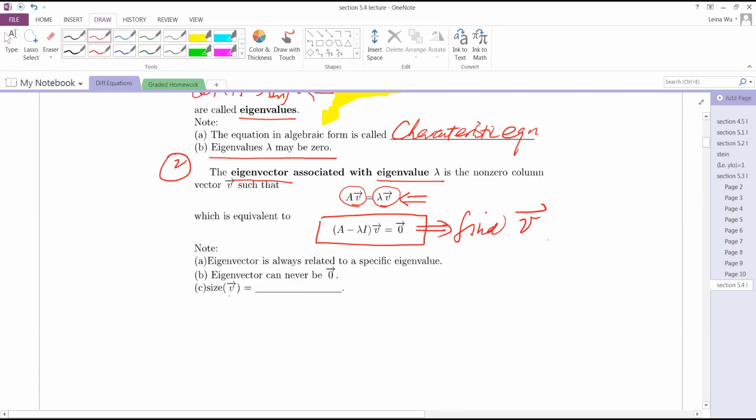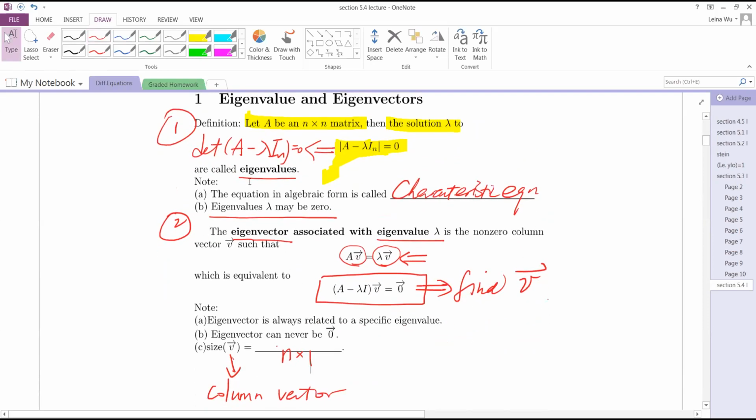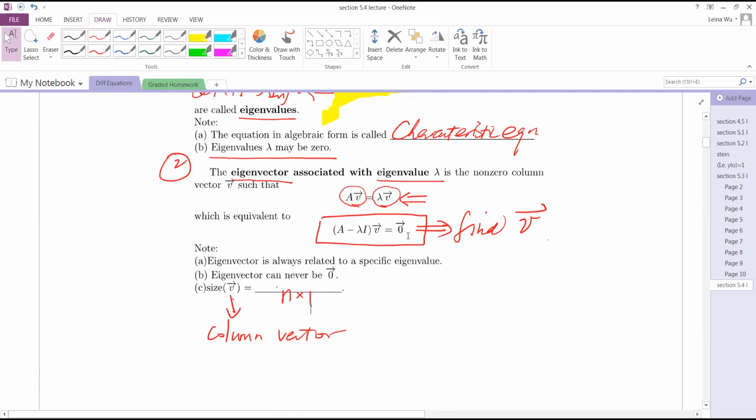Next, what is the size of eigenvector V? It's n by 1. So this is a column vector, right? It has n rows and 1 column. So the size of those eigenvectors is n by 1. Matrix A is n by n. So we talked about eigenvalue and eigenvector. Eigenvalue basically is the solution to this equation, and eigenvector is the solution to this equation, right?